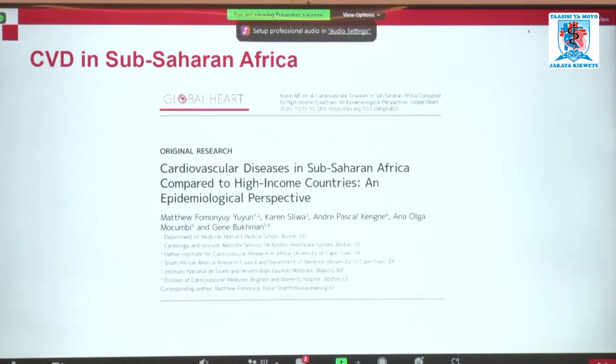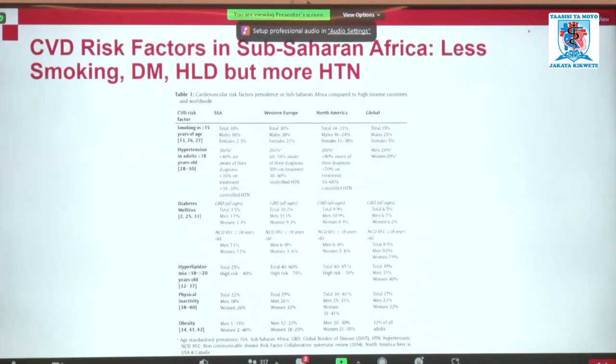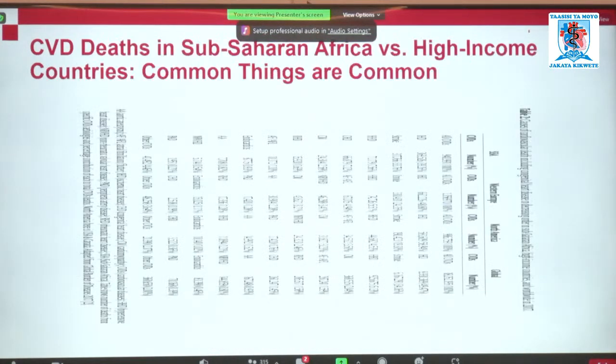And that's what this paper was about a few years ago, published by Gene Buckman's group, and looked at all the different risk factors that exist in sub-Saharan Africa. Essentially, folks smoke less and there's less diabetes, but as you all know, there's a tremendous burden of hypertension in communities within sub-Saharan Africa. Apologies, not sure why this slide isn't displaying correctly.